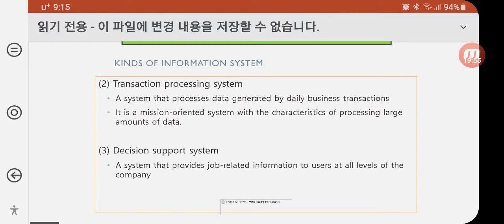Second system is transaction processing systems. TP systems process data generated by daily business transactions. It is a mission-oriented system with the characteristic of processing large amounts of data. Next system is decision support system. A decision support system provides job-related information to users at all levels of the company.